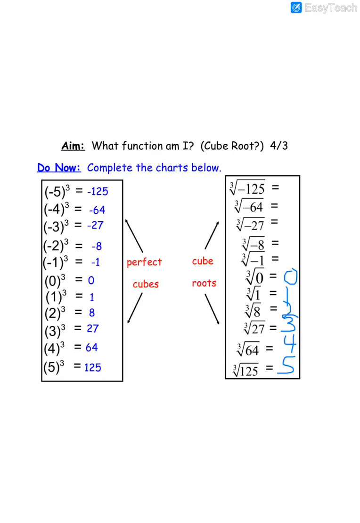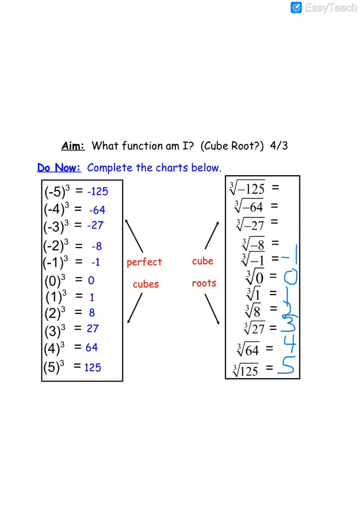And now we have the cube root of negative numbers. We can actually take the cube root of a negative number because a negative times a negative is a positive, and then a positive times a negative is a negative. So if there's an odd number of negatives, you end up with a negative answer. So the cube root of negative 1 is actually equal to negative 1.